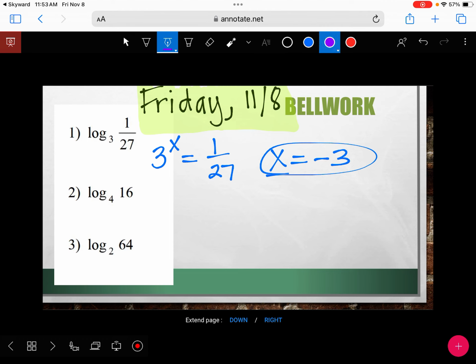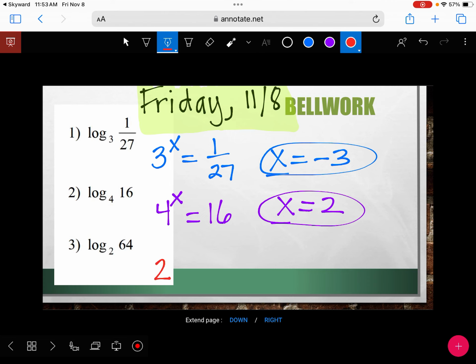For question 2, 4 to what power equals 16? 2, because 4 squared is 16. And for number 3, 2 to what power is 64? 6 or 8? Who says 6? Who says 8?